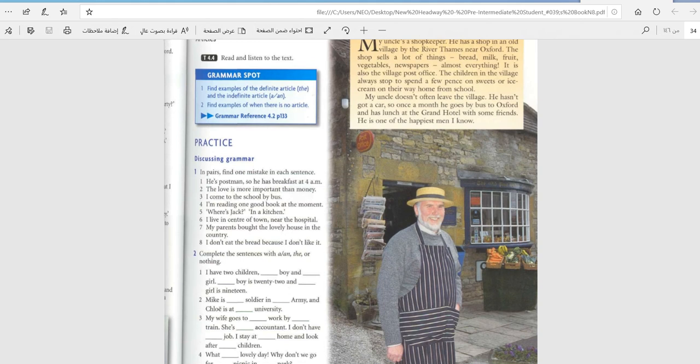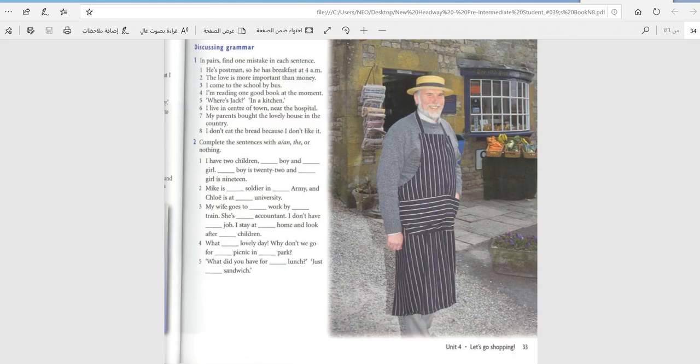My uncle doesn't often leave the village. He hasn't got a car, so once a month he goes by bus to Oxford and he has lunch at the Grand Hotel with some friends. He is one of the happiest men I know.